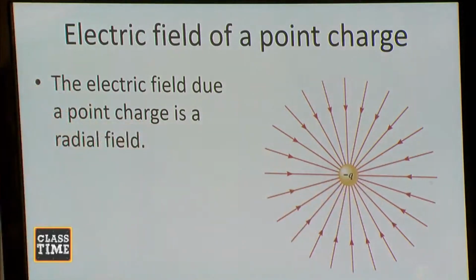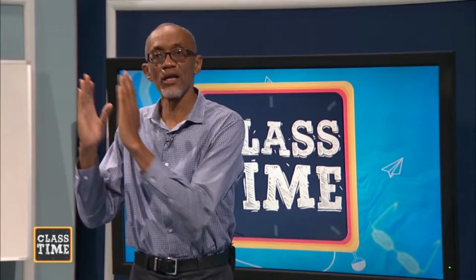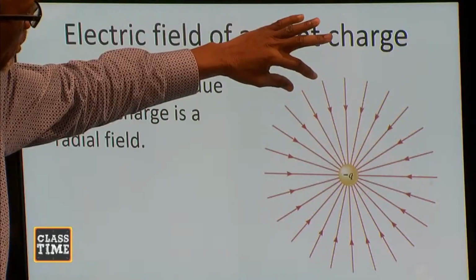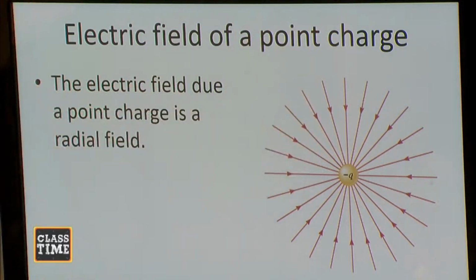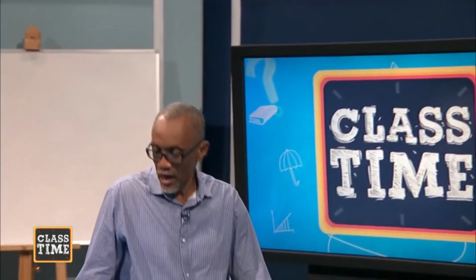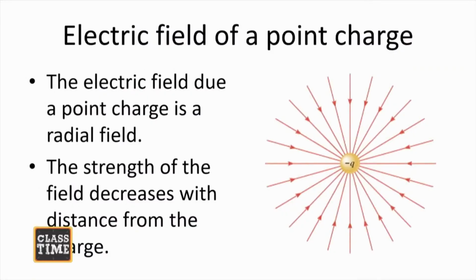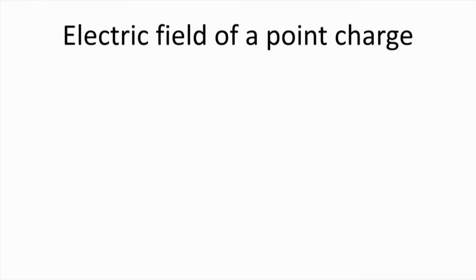Remember, when we looked at a uniform field, all the field lines were parallel. They were the same space apart, which suggested that the field is uniform. Here, the lines have greater spacing than there, which suggests that the strength of the field is less here. So it's a radial field, and we also call it an inverse square law field. We will get to that. The strength of the field decreases with distance from the charge.